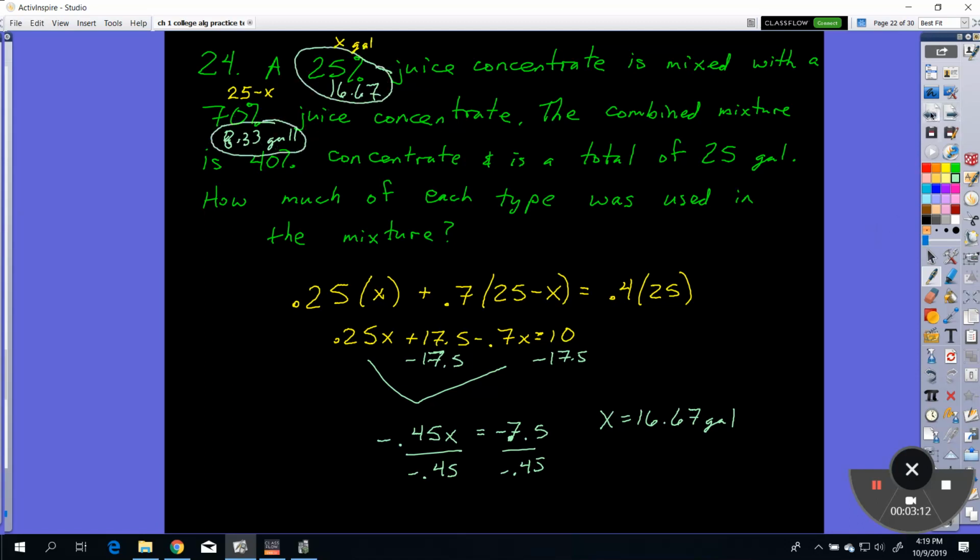I was just remembering that I hadn't done the previous two problems on the third page, so I'm going to go back and do those.